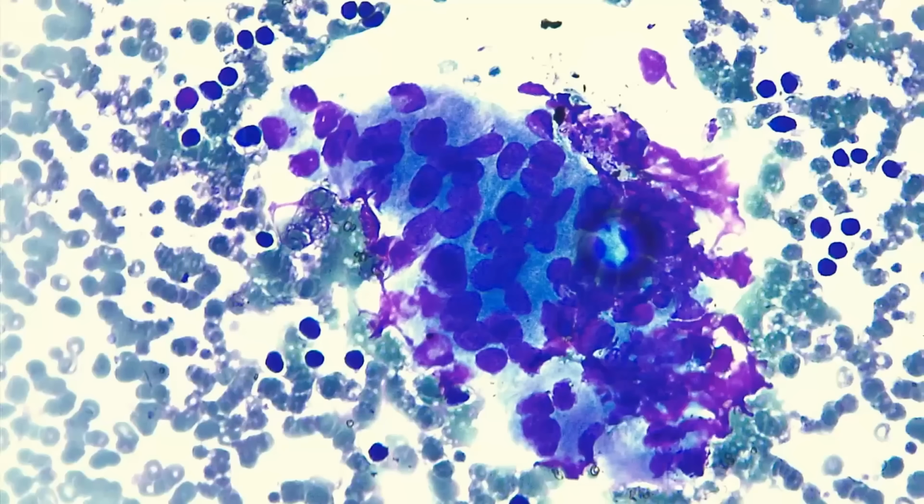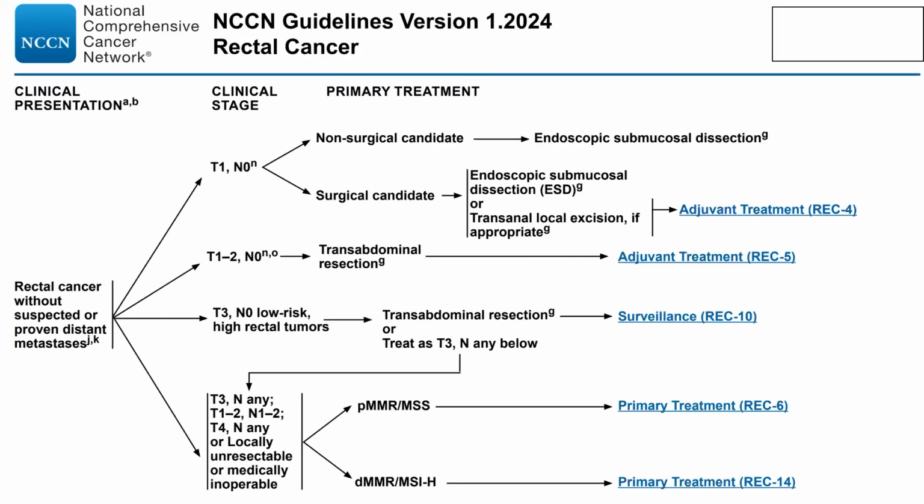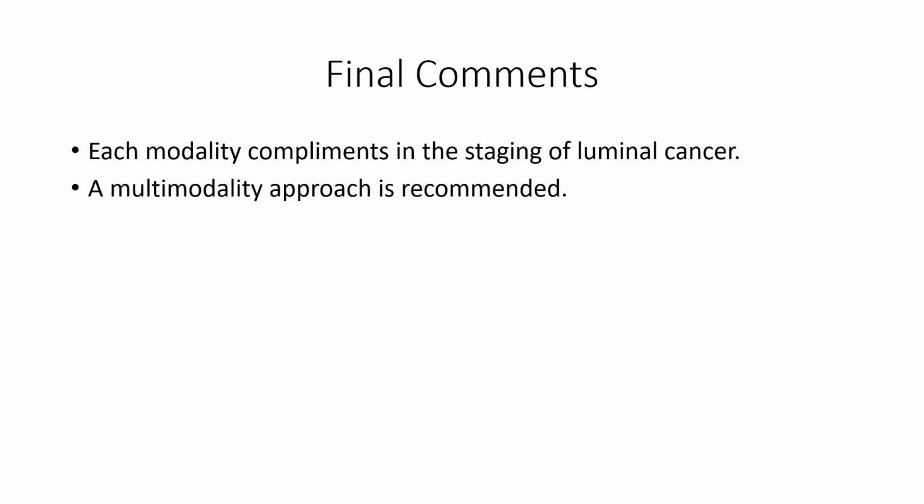However, the surgeon requested an FNAC of this node, which was done. The FNAC of the mesorectal lymph node showed adenocarcinoma, and the staging was changed to neoadjuvant chemotherapy rather than surgery. When we see the NCCN guidelines of rectal cancer, I don't easily find the role of EUS in the guidelines when they are mentioning staging, clinical stage, and primary treatment. But as I said, we are there, endosonographers are there, and you have to do staging, restaging, as mentioned in the esophageal cancer.